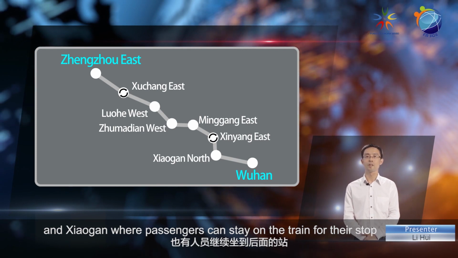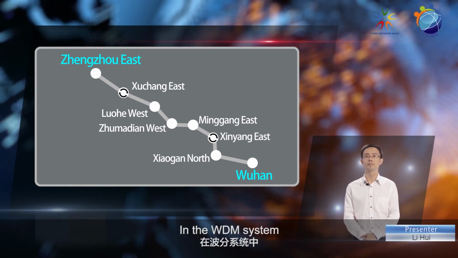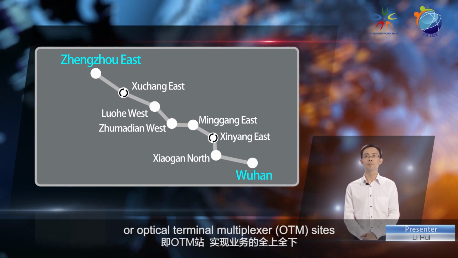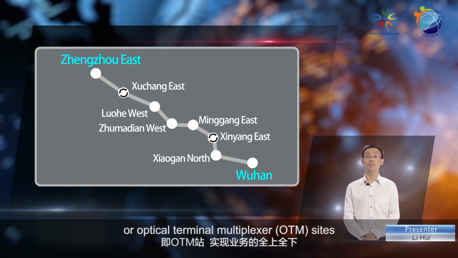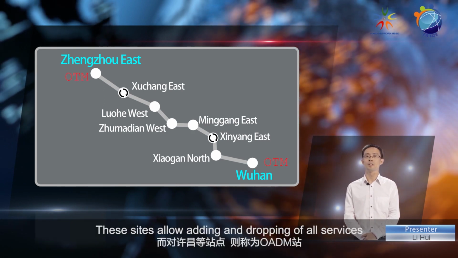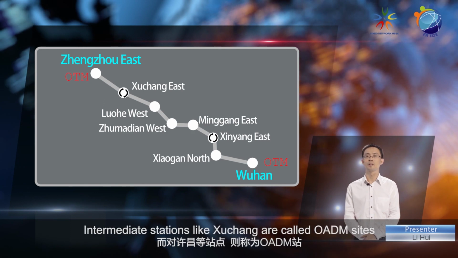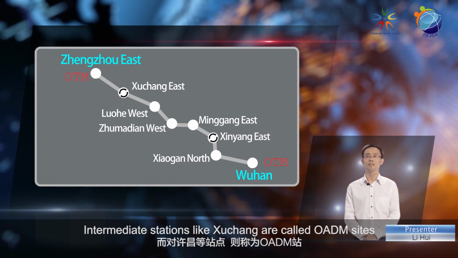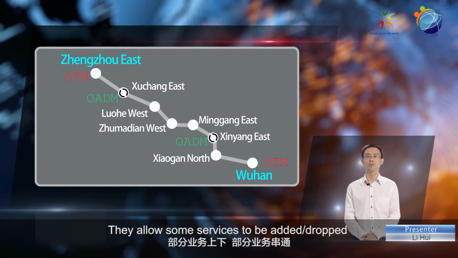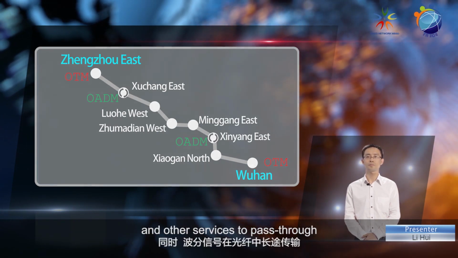train for their stop. In the WDM system, we refer to sites like Zhengzhou and Wuhan as terminal sites or optical terminal multiplexer sites. These sites allow adding and dropping of all services. Intermediate stations like Xuchang are called WDM sites. They allow some services to be added or dropped and other services to pass through.